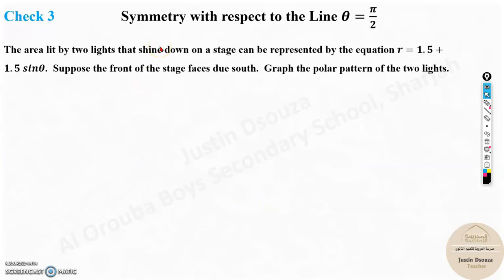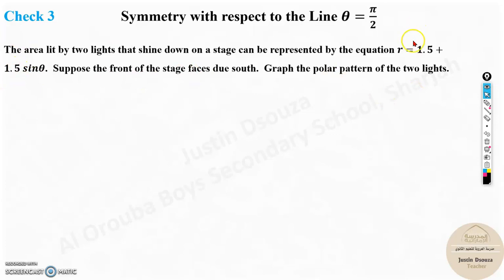Similarly, there's a check problem. I would kindly request you to pause the video, read the problem, and graph the equation by yourselves. I hope you paused it and tried it. When you try and solve problems by yourself, you get confidence to solve more problems. And during the exams, you will never be scared of any problem. You'll be more confident to solve. That's why try solving by yourselves, okay?